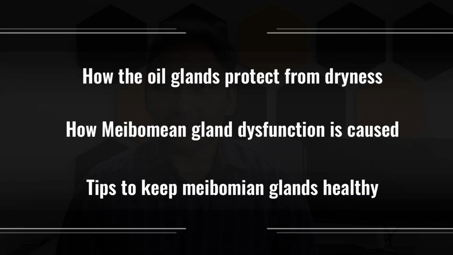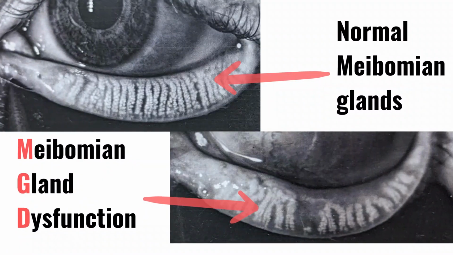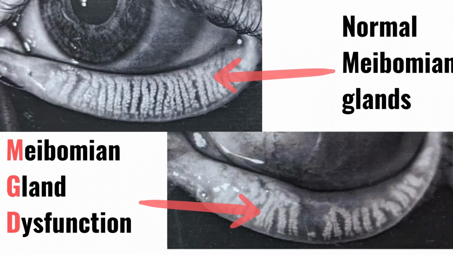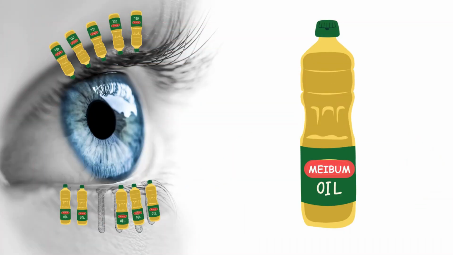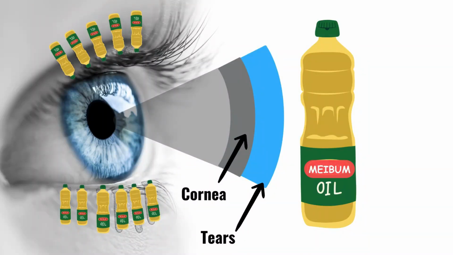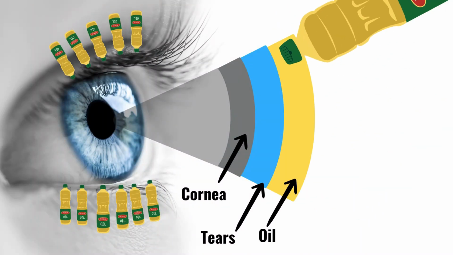keep these glands healthy. Imagine tiny oil bottles lining the edge of your eyelids right behind your eyelashes. That's where you'll find the Meibomian glands. You can't easily see them with normal light, but devices like near-infrared cameras or confocal microscopy reveal them clearly. These glands produce a special oil called Meibum. It's a mixture of lipid and proteins. This Meibum forms the outer layer of the tear film and prevents it from evaporating.